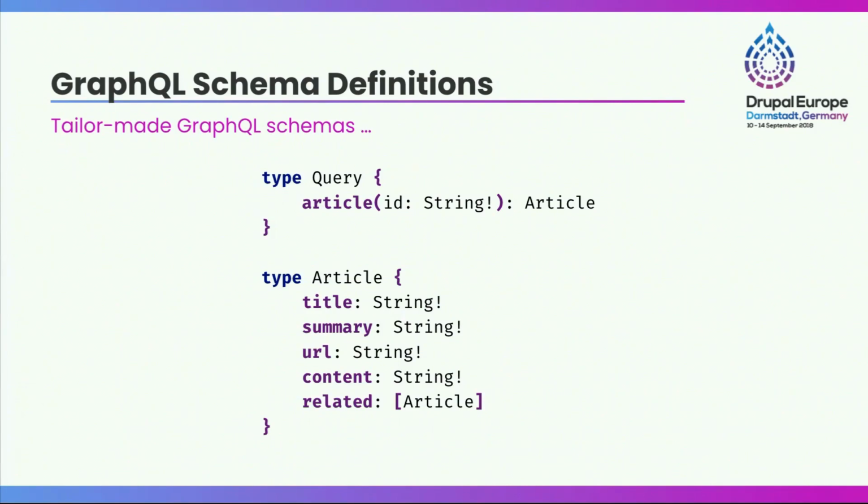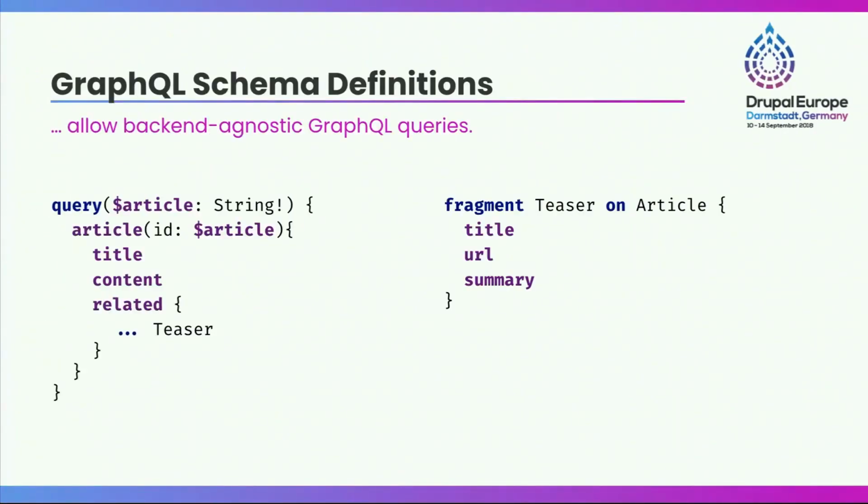This type article has a title, a summary, a URL, and a content string, which already should be the completely safe content string to be rendered or output somewhere. And it has an array of related other articles, which again are of this same type. This schema definition allows us to write much more concise and more understandable GraphQL queries. So in this case, the front end can't do a lot wrong, and it's much more able to understand what is going on.